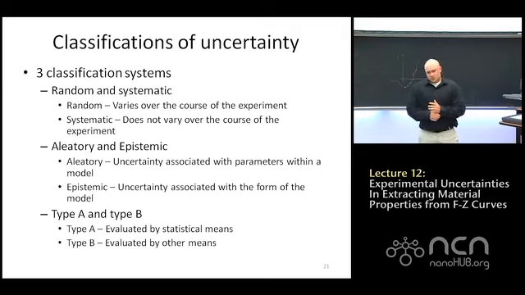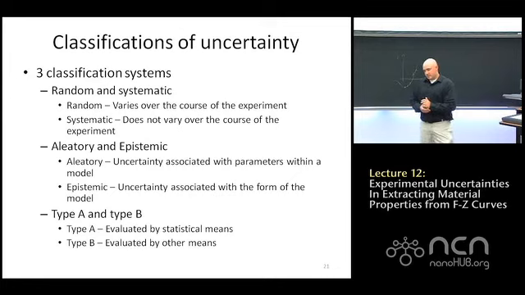Another classification system, used by the verification and validation people and done for a lot of simulation work, is aleatory and epistemic. If we have a model, aleatory is variation in the parameters of the model, and epistemic is variation in the form of the model itself.